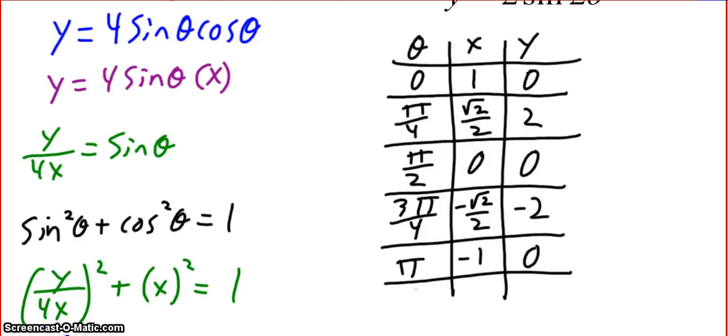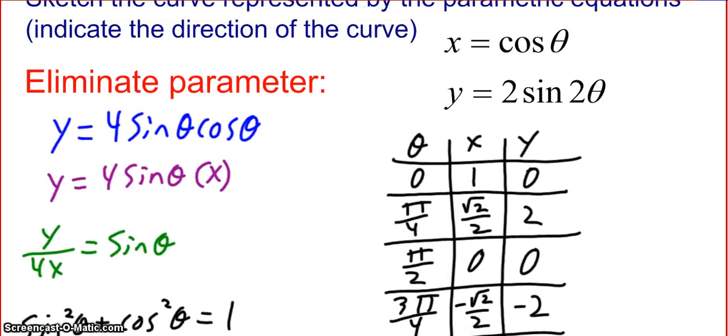Now, eliminating the parameter here. So that's how I came up with the graph. What about eliminating the parameter? Well, first I looked at y equals 2 sine 2 theta. Well, sine of 2 theta is 2 sine theta cosine theta, so 2 times that becomes 4 sine theta cosine theta. But what's cosine theta? Cosine theta is x. So I substitute in the x. Now solve this for sine of theta in terms of y and x. So sine of theta is y over 4x. Great.